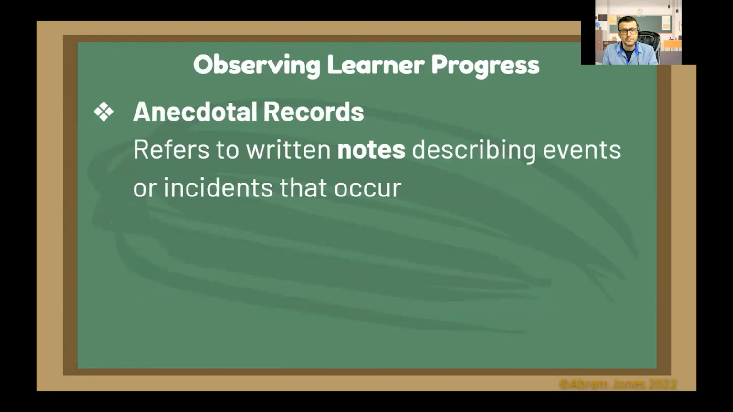And back to anecdotal records, which we referred to earlier. This refers to written notes describing events or incidents that occur. I record these for every one of my adult students when they leave a class, when they have to stop attending a class and go do something else in their lives. I have to write this down in our school's records. And the office is very appreciative when I do that, because they need to know why. They need to know what's going on. Because every school's goal is to retain as many students as possible.